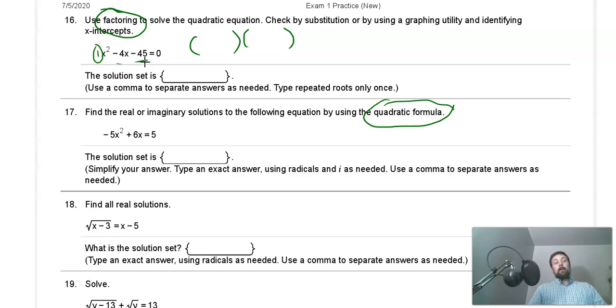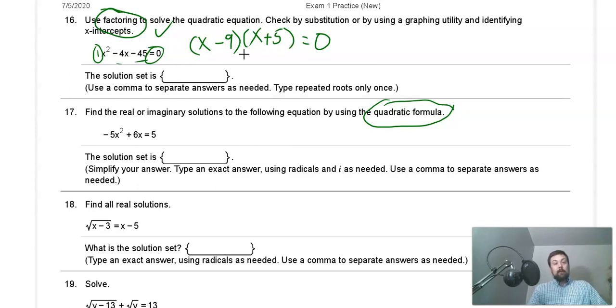So two numbers that multiply to negative 45 and add to negative 4 would be negative 9 and positive 5. Right? That multiplies to negative 45. Those add together to give you negative 4. And you just slap some x's in front of those and you have your two factors. And I should mention, in order to solve by factoring, it has to be equal to 0, which was already the case, but I forgot to mention that was important.